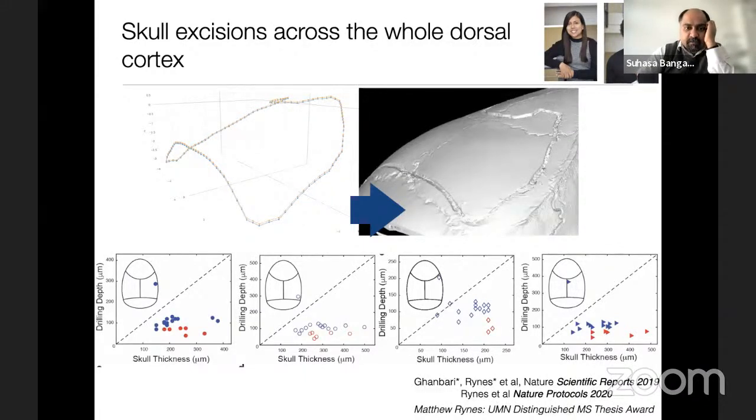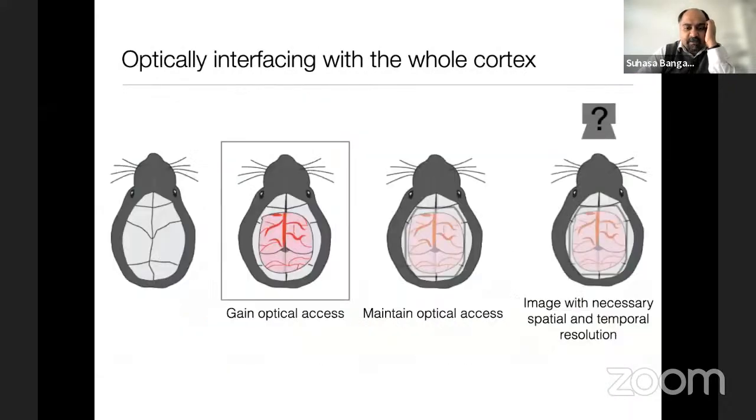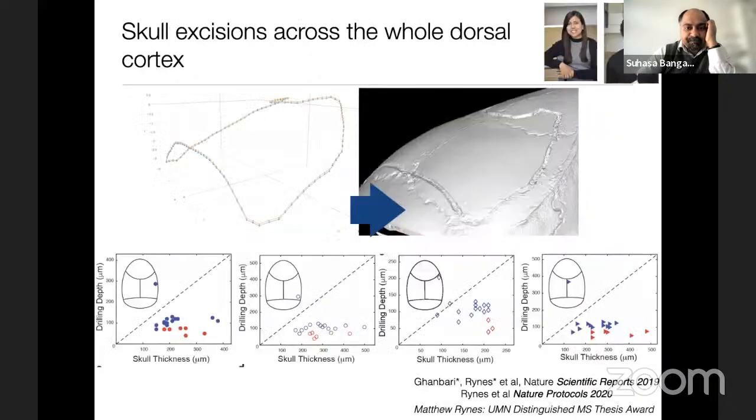And throughout, even though we are doing such a large craniotomy, we never touch the underlying soft tissue, either the dura or the bone or the brain, which is really important for the integrity of the next step, which is the implantation of the cranial window.